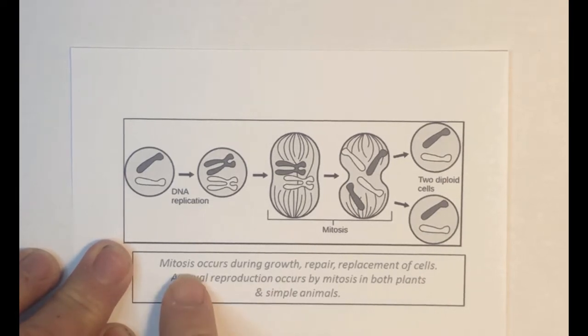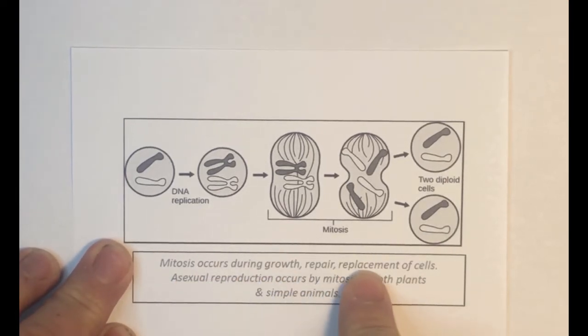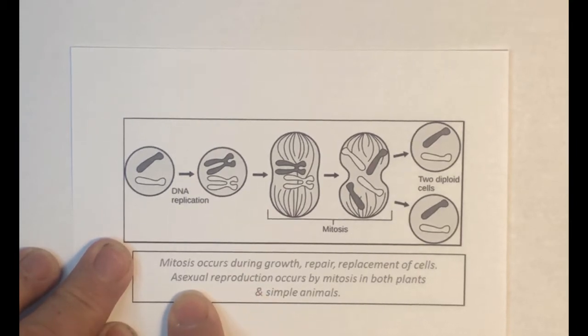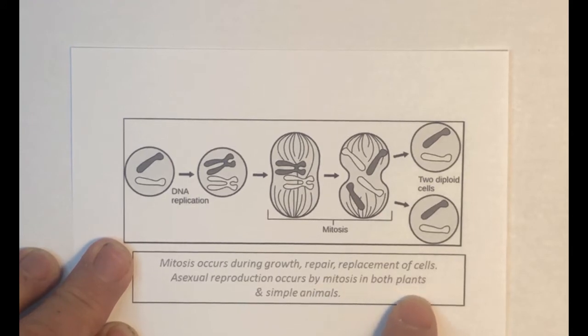Why does it happen? Mitosis occurs during growth, repair and replacement of cells. As you're growing, you need mitosis to make more cells. If you damage yourself, you need to repair yourself. Mitosis happens to repair that bone tissue, muscle tissue. Also replacement: sometimes cells get old, right? When they get old and they're not working quite as well, they may well die, and then you need a replacement of cells. This also happens as asexual reproduction, when there's no male and female, and it occurs by mitosis in both plants and simple animals. So mitosis is happening all over the place.